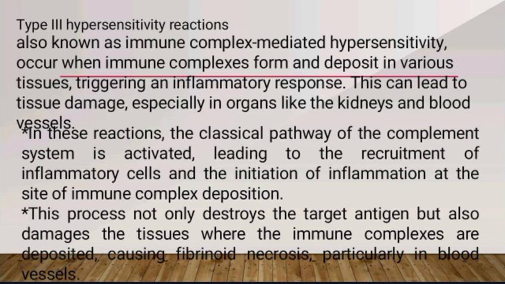This process not only destroys the target antigen but also damages the tissues where the immune complexes are deposited, causing fibrinoid necrosis, particularly in blood vessels. So, what is fibrinoid necrosis? Fibrinoid necrosis is a specific pattern of irreversible, uncontrolled cell death that occurs when antigen-antibody complexes are deposited in the walls of blood vessels along with fibrin. For example, in malignant hypertension, fibrinoid necrosis in the kidneys can lead to kidney failure.